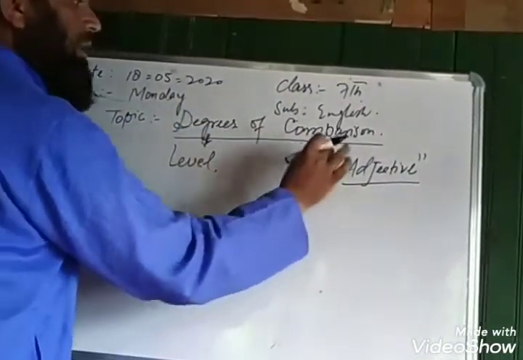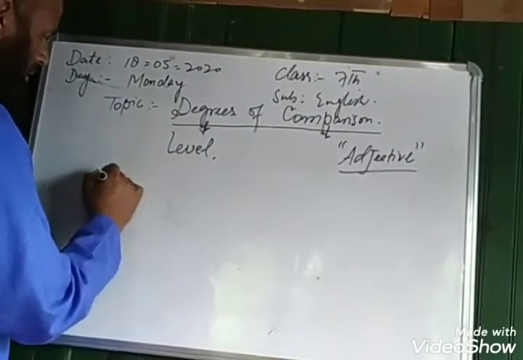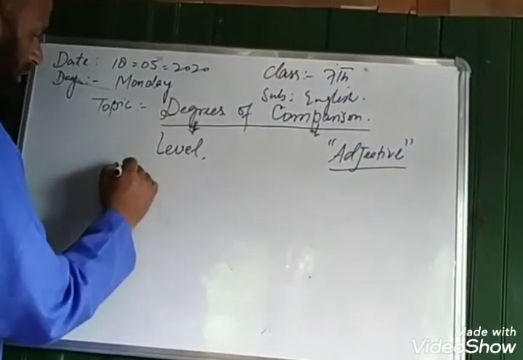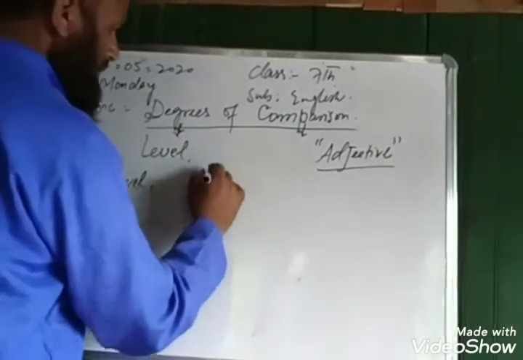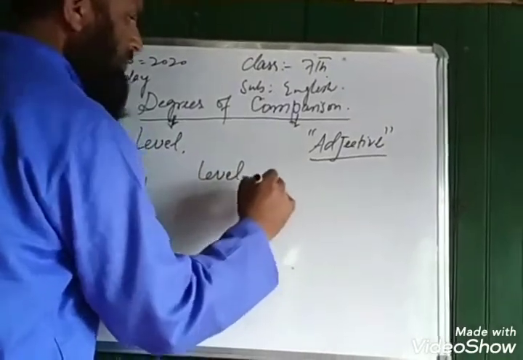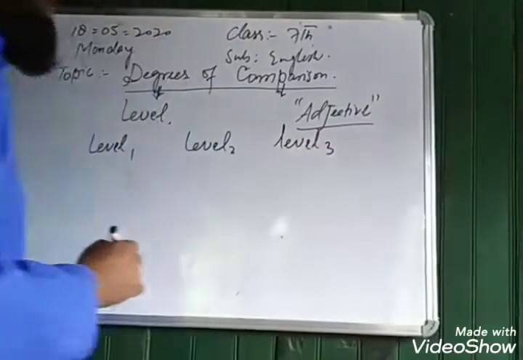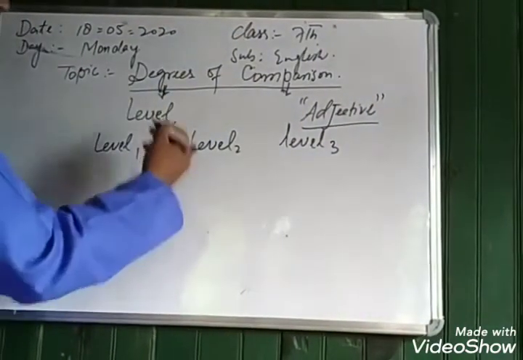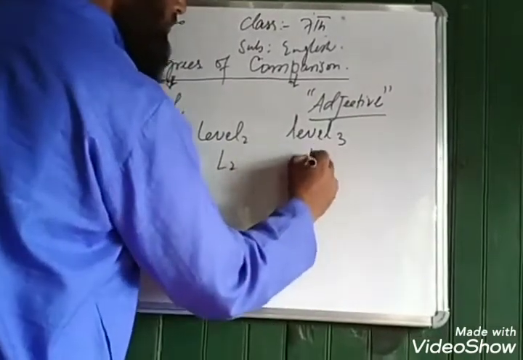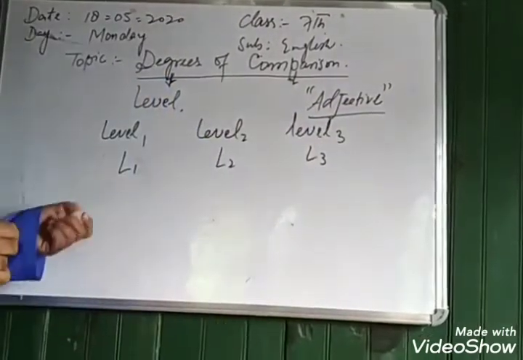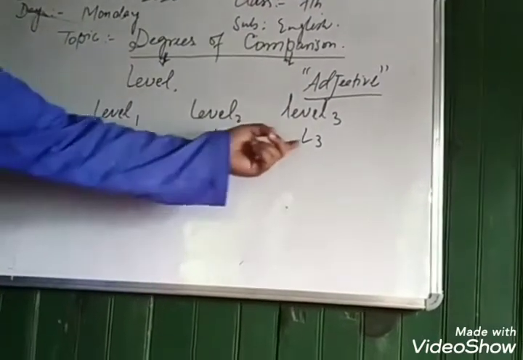You have 3 degrees of comparison in the adjective. For example, first degree, level 1, level 2, level 3. In short, we can write L1, L2, L3. So L is level: level 1, level 2, level 3.